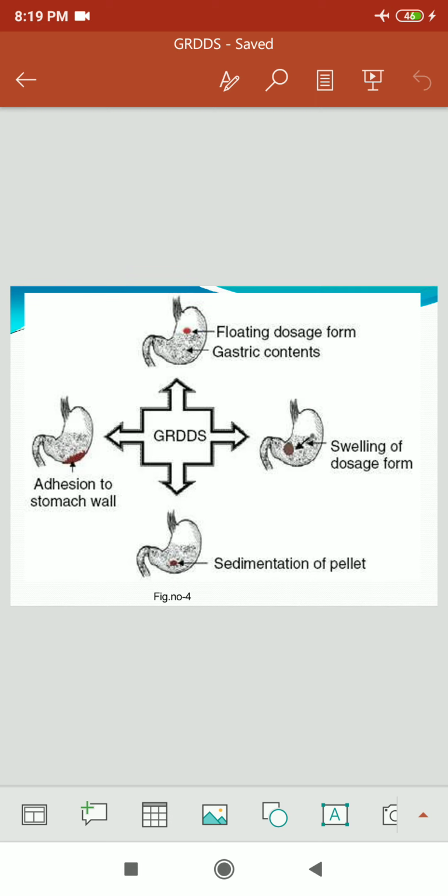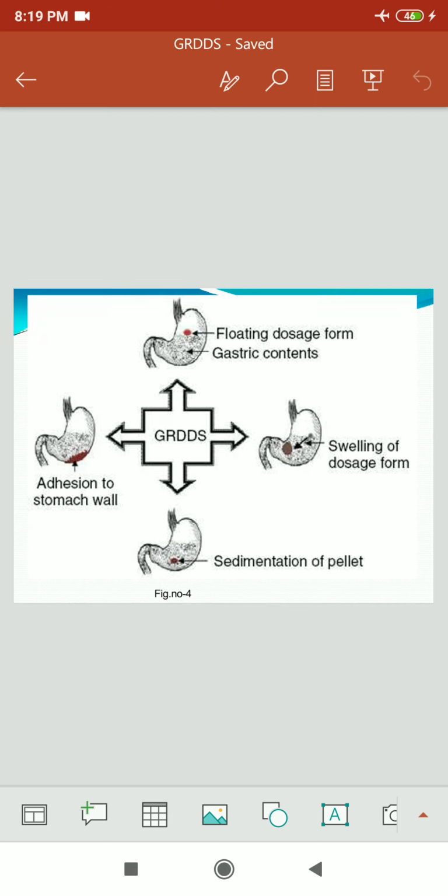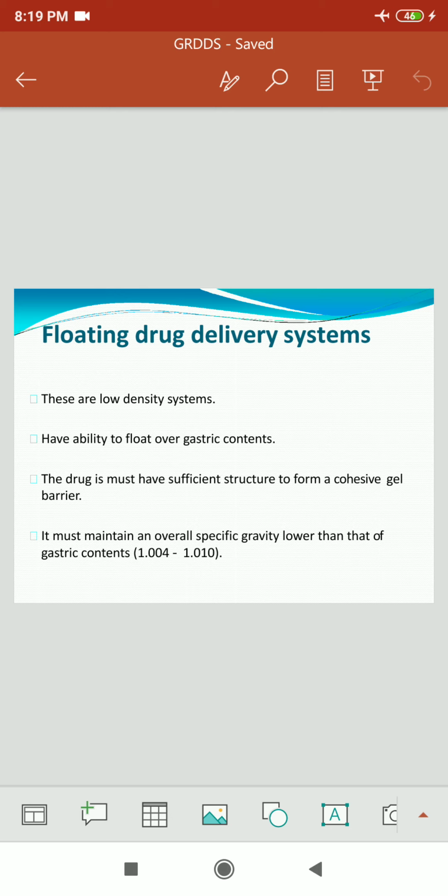Next is the sedimentation of pellets. We prepare dense pellets, and due to that density, they settle at the lower part of the stomach. Then adhesion to the stomach wall: we use adhesive material which adheres to the wall. Floating drug delivery: these are low dense systems. Obviously, due to low density, they float on the gastric content. Now the drug has sufficient structure to form a cohesive gel barrier.